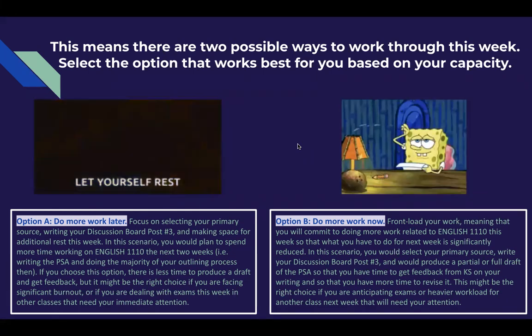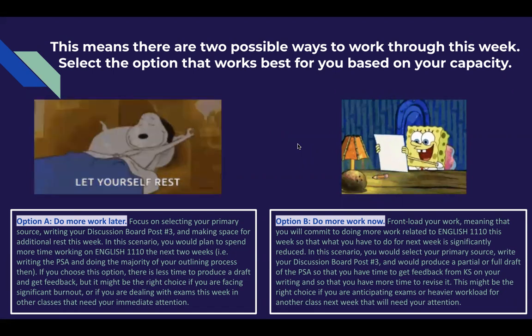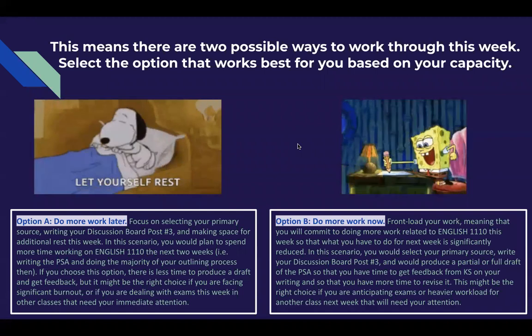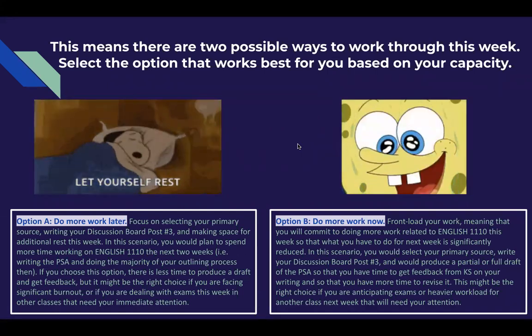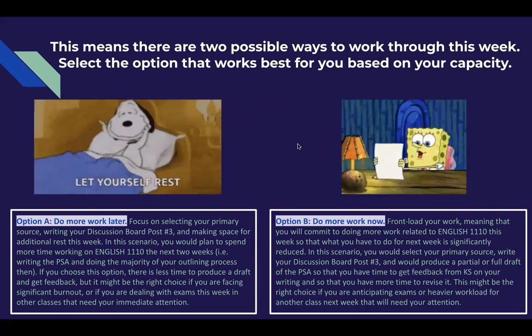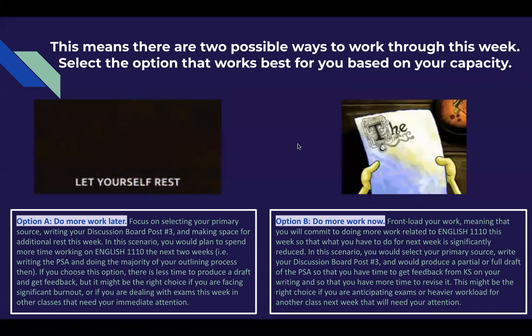Some of you have blended the two processes together. Option B would be an approach where you are really front loading or in some ways meeting the recommended weekly deadline instead of postponing any of the labor, okay? Now, with front loading your work, this means that you will commit to doing more work related to this class this week so that what you have to do for next week is significantly reduced.